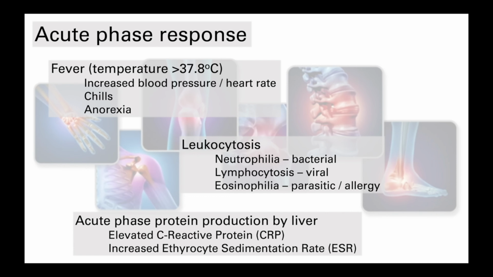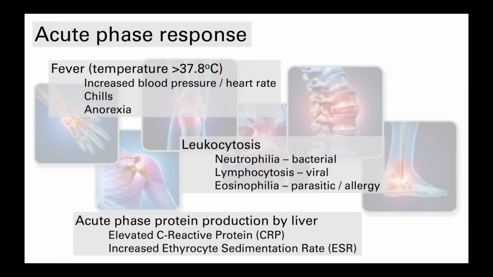If the inflammation is due to infection, then different pathogens will drive different immune responses. So bacterial infection is characterized by elevated neutrophil levels, viral infections by lymphocytes, and in the case of parasites, eosinophils, which can also be elevated during an allergic response. We also see the production of some of the positive acute phase proteins by the liver, so we will see elevated C-reactive protein levels, or CRP, and increased erythrocyte sedimentation rates, or ESR.